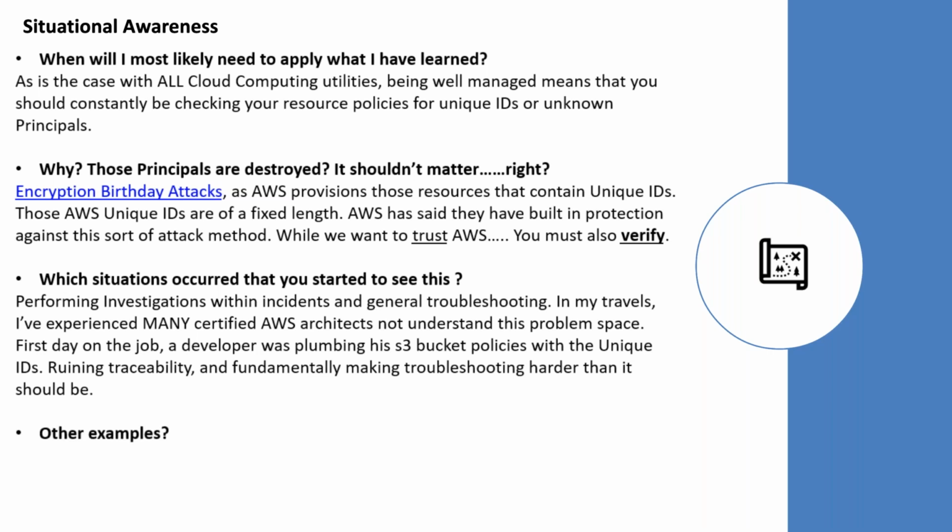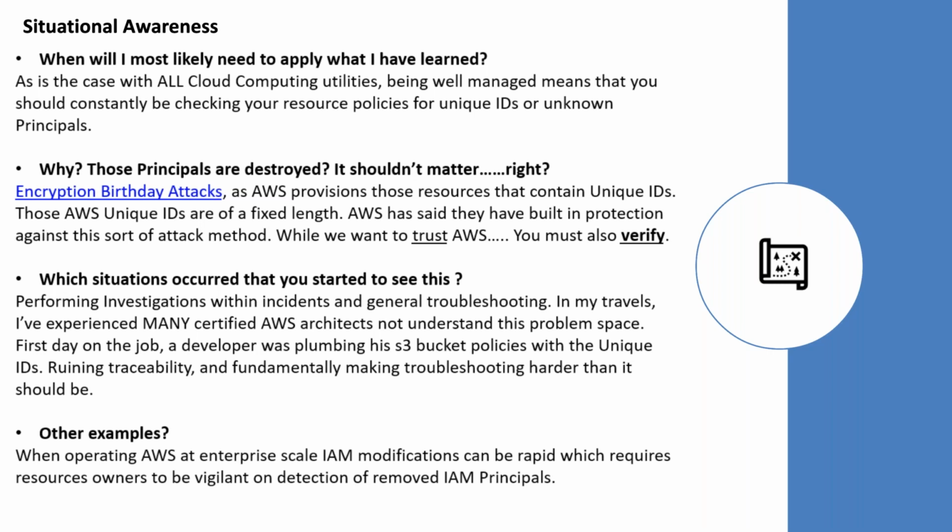So what are some other examples? When you work at scale, with accounts numbering in the tens, maybe hundreds, thousands, IAM modifications can be rapid, and then sometimes quarterly, bi-yearly, whatever, there's going to be some change with those IAM principals. Maybe that application team no longer needs that role, right? So they go through their due diligence, they remove the IAM role, and then you're going to start seeing some of those bucket policies or other resource policies potentially flow back to their AWS unique ID.